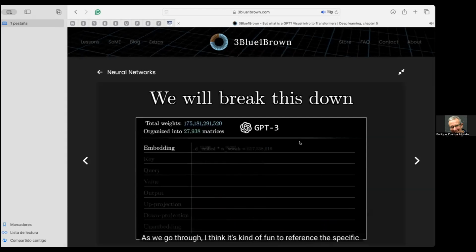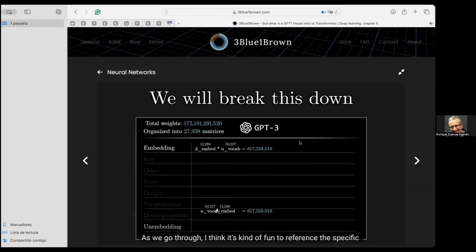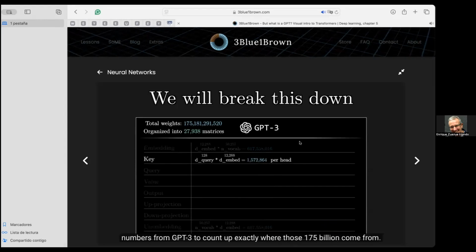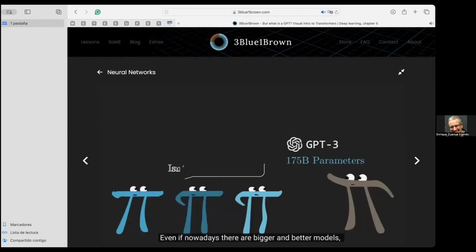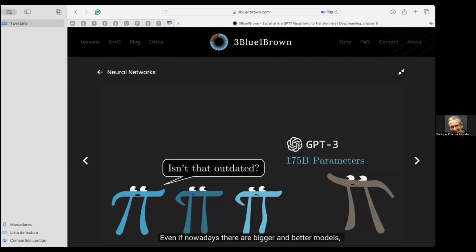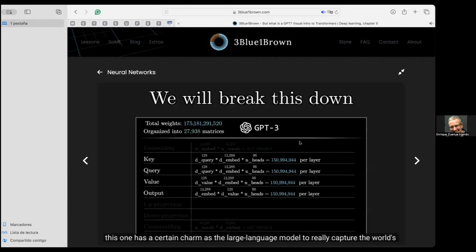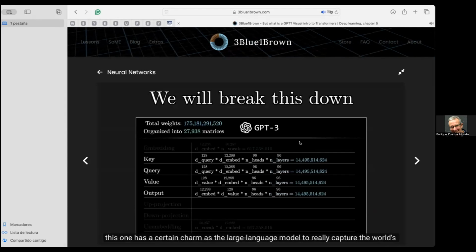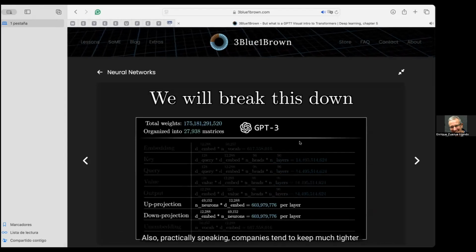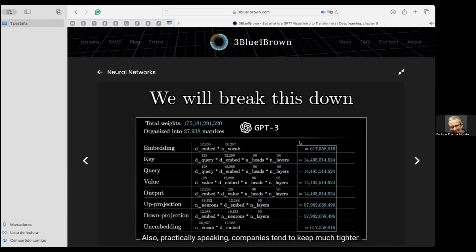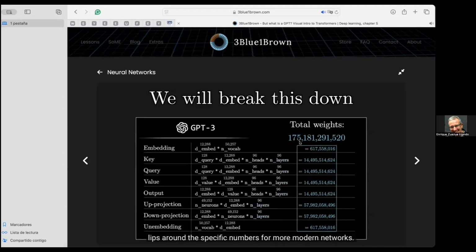As we go through, I think it's kind of fun to reference the specific numbers from GPT-3 to count up exactly where those 175 billion come from. Even if nowadays there are bigger and better models, this one has a certain charm as the first large language model to really capture the world's attention outside of ML communities. Also, practically speaking, companies tend to keep much tighter lips around the specific numbers for more modern networks.